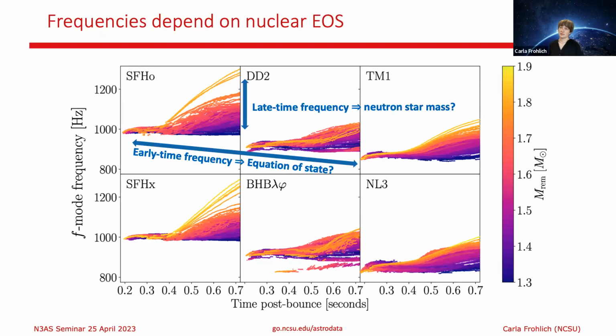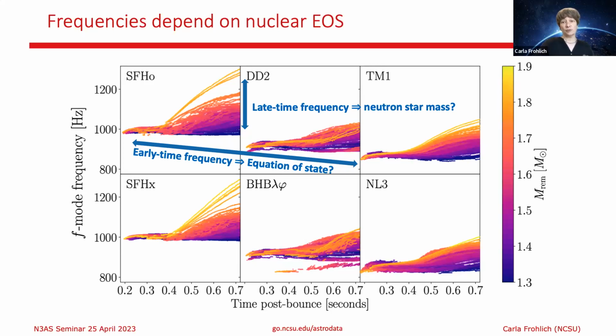At early times, the frequency of the F mode seems to be EOS dependent. At least some, like TM1 or NL3, at early times have 200 hertz lower F mode frequency than, say, SFHO or SFHX. And we also see differences at later times, in how big of a spread in frequencies might come out for a particular equation of state. And so these are two features that we've observed and that we wanted to further explore in this work.